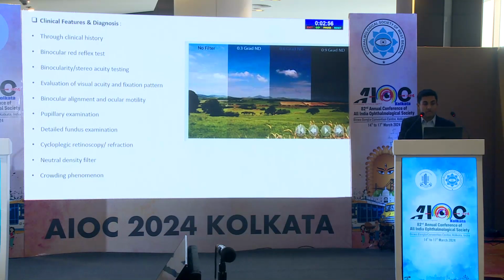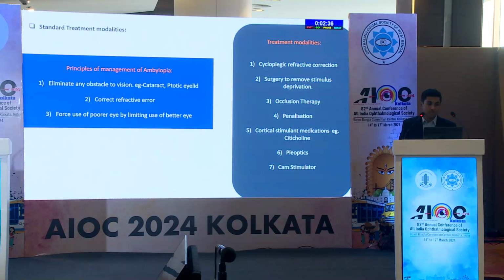The diagnosis of amblyopia is mainly through clinical history, binocular red reflex test, binocularity and stereo acuity testing, evaluation of visual acuity, fixation pattern, binocular alignment, ocular motility, pupillary examination, detailed fundus examination, cycloplegic retinoscopy refraction, neutral density filters, and looking for the crowding phenomenon.